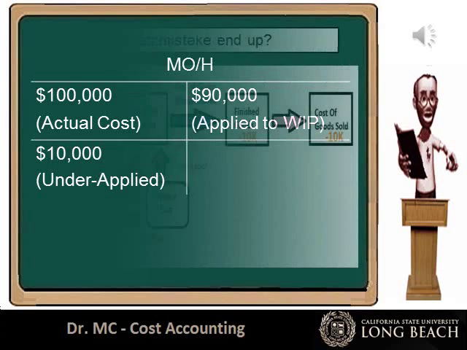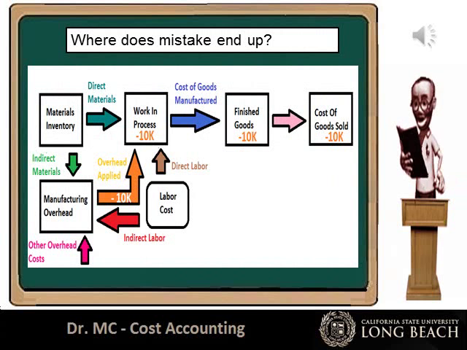But where did our mistake end up? If the amount of overhead that we transferred to work in process was $10,000 short, then the amount passing through work in process is off by $10,000. If we completed the work on all of our jobs, and transferred their cost to finished goods, then the amount passing through finished goods is $10,000 short. If we delivered all of our jobs, and transferred their cost to cost of goods sold, then the amount in cost of goods sold is $10,000 short. So, we know, ultimately, our mistake will end up in cost of goods sold.